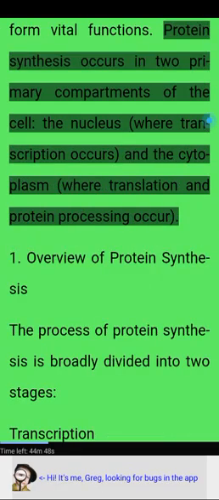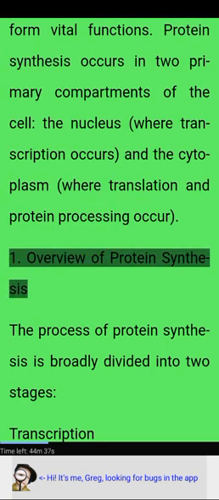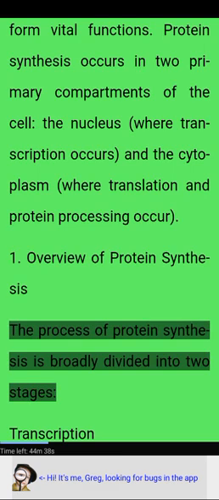Protein synthesis occurs in two primary compartments of the cell: the nucleus, where transcription occurs, and the cytoplasm, where translation and protein processing occur. 1. Overview of protein synthesis. The process of protein synthesis is broadly divided into two stages.